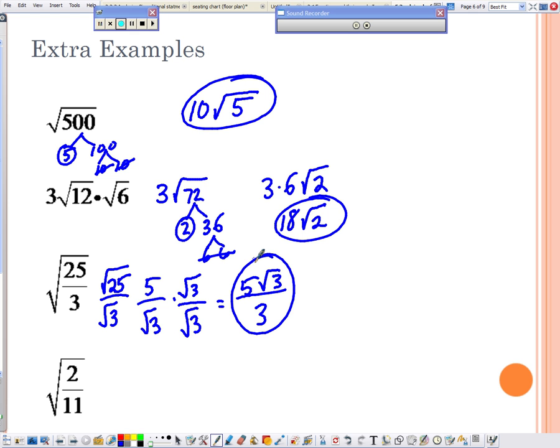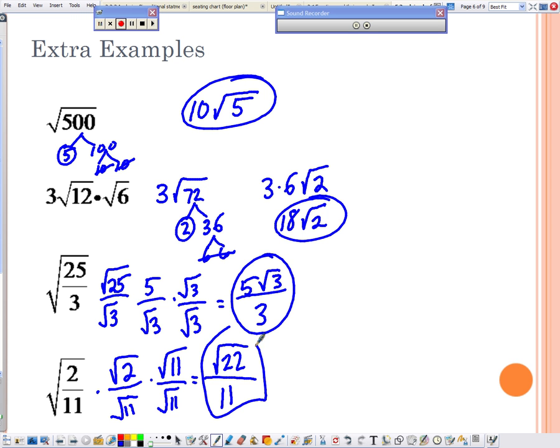All right. So for the last example, remember, square root of 2 over the square root of 11. Square root of 2 is not perfect, so I'm going to rationalize it. So 2 times 11 gives me the square root of 22. Remember our shortcut, when we take a radical times a radical, they disappear and we get 11.